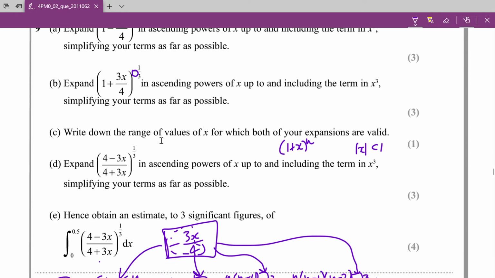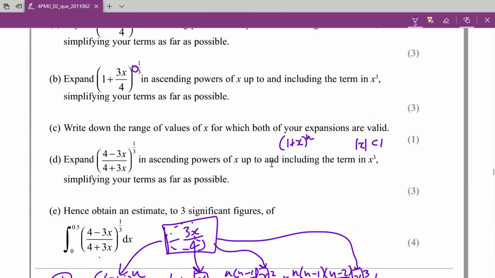Write down the range of values of x for which both of your expansions are valid. So, like I said, when you're using this expansion method, 1 plus x to the power of n, where you get an infinite series, it only works if the absolute value of x is less than 1. Because if it was more than positive 1, then you'd get something like 2 to the power of n, which would eventually spiral or be uncalculable by this metric.